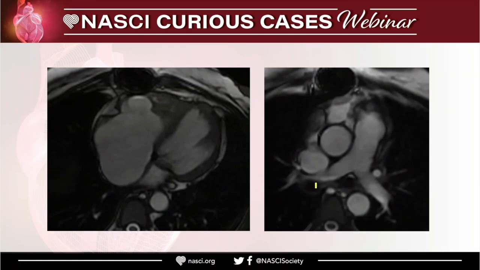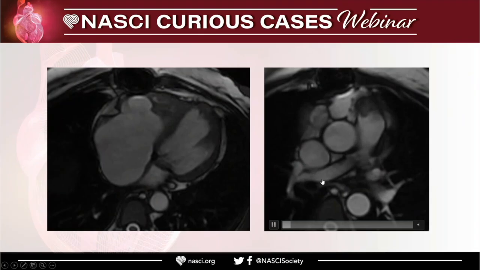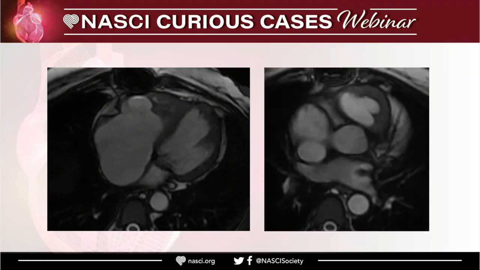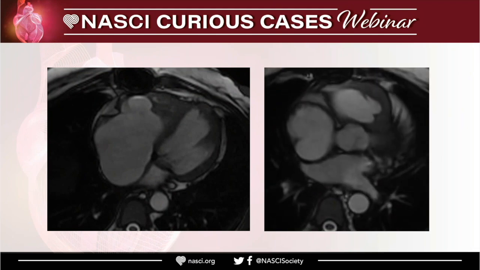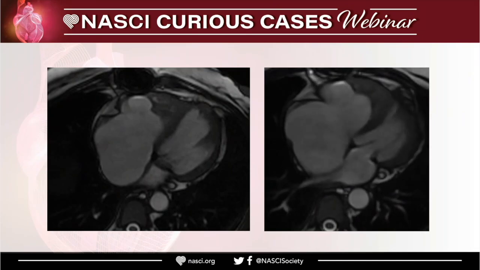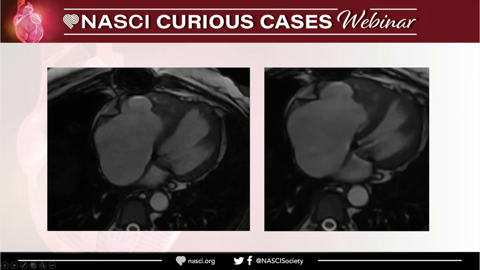Okay, it's not letting me play that. All right, there we go. So this is the cine bright blood images where we can see the mass-like thickening that was centered in the mid to apical right ventricle, and it extended along the RVOT to the level of the pulmonic valve.